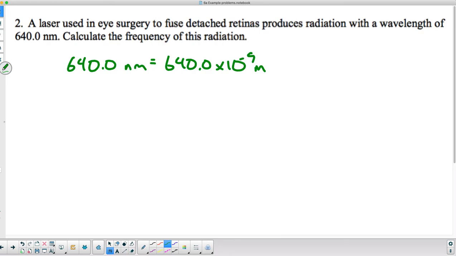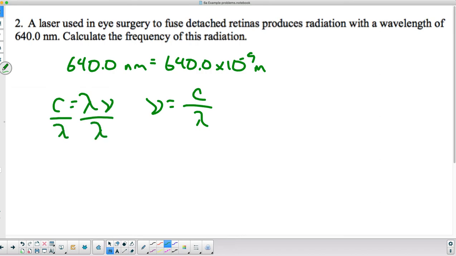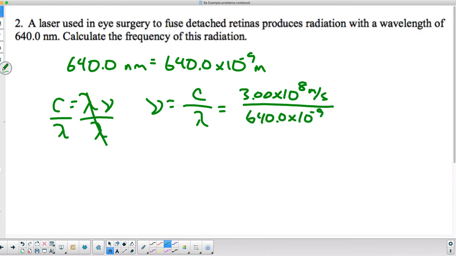I'm going to do the same thing. Frequency equals speed of light over wavelength. I just did that in the last problem. All I did was algebraically divide both sides by wavelength, which is how I got those canceling, and that's what this is right here. So 3.00 times 10 to the 8th meters per second, all divided by 640.0 times 10 to the negative 9th meters.